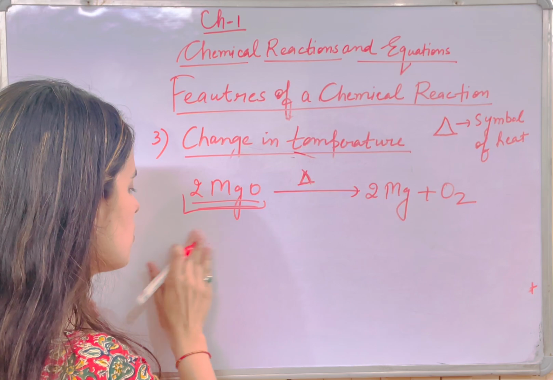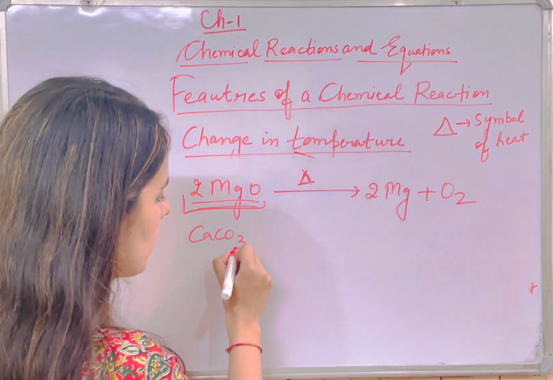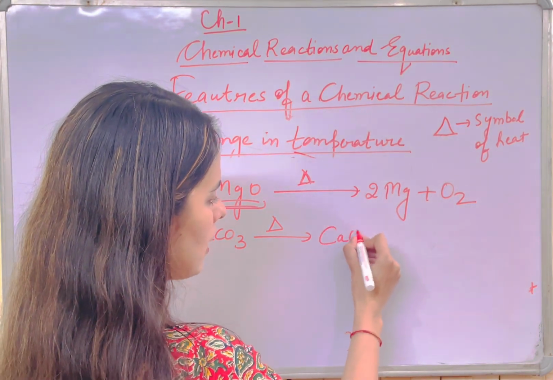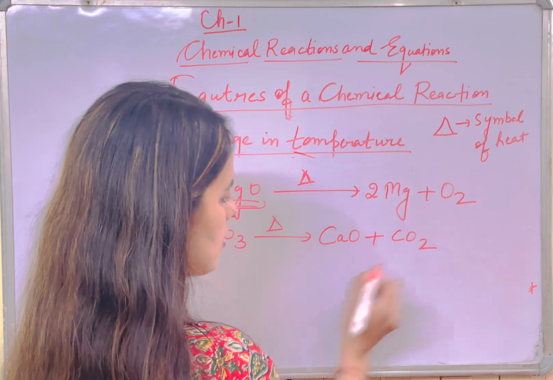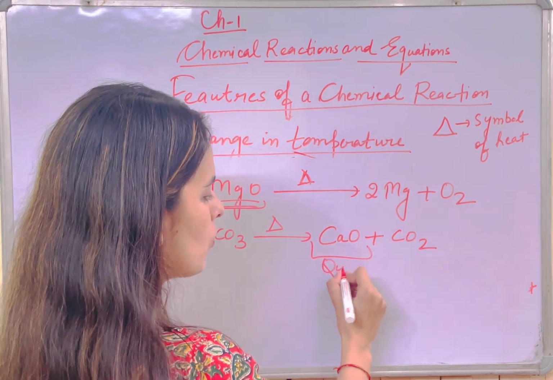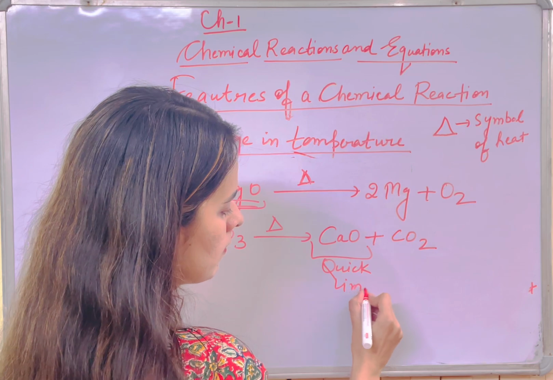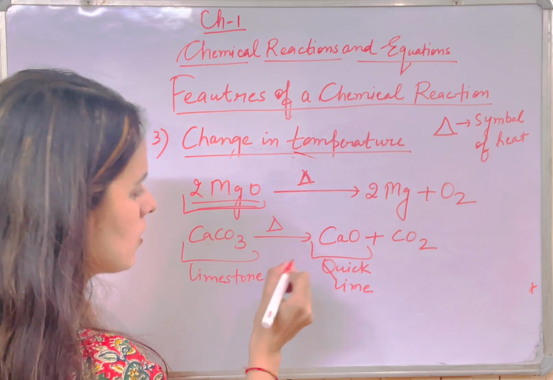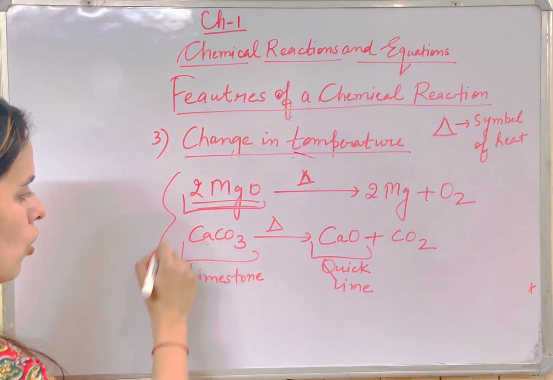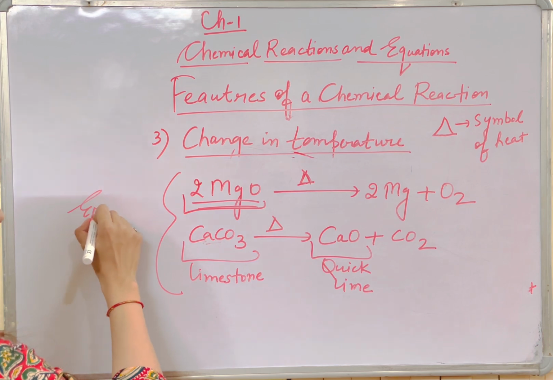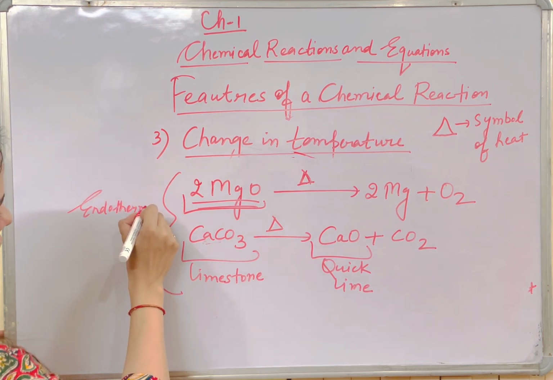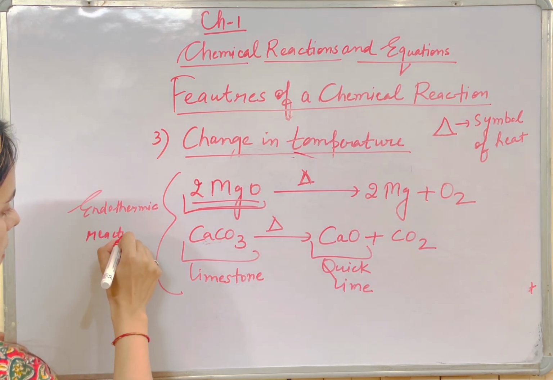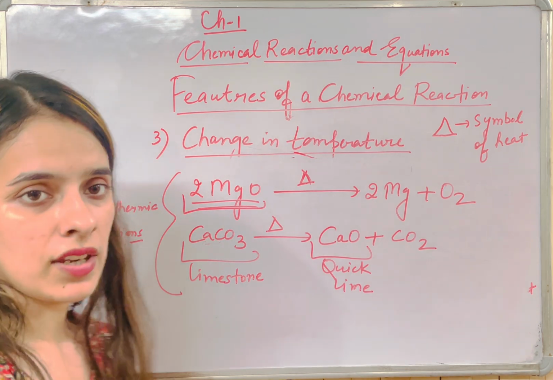So calcium carbonate, when you pass the heat, after the absorption of heat, it will split into calcium oxide and carbon dioxide. So here quicklime is formed, and this is limestone. So this is an example. These are examples of endothermic reactions, which are accompanied by the absorption of heat. That's why these reactions are called endothermic reactions.